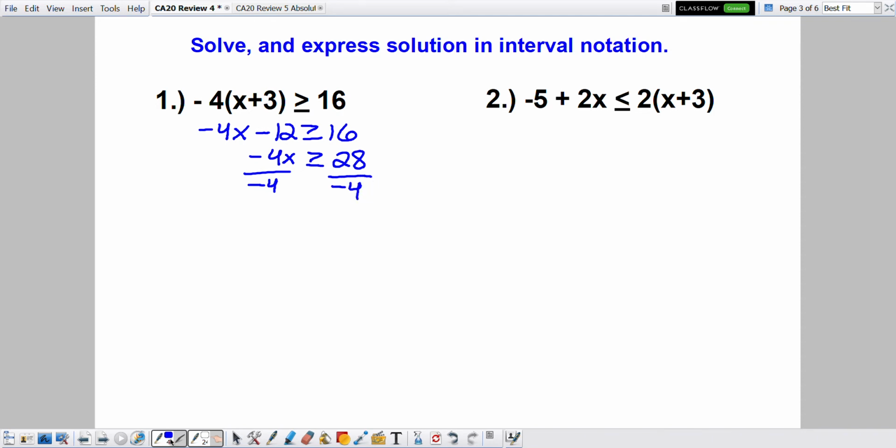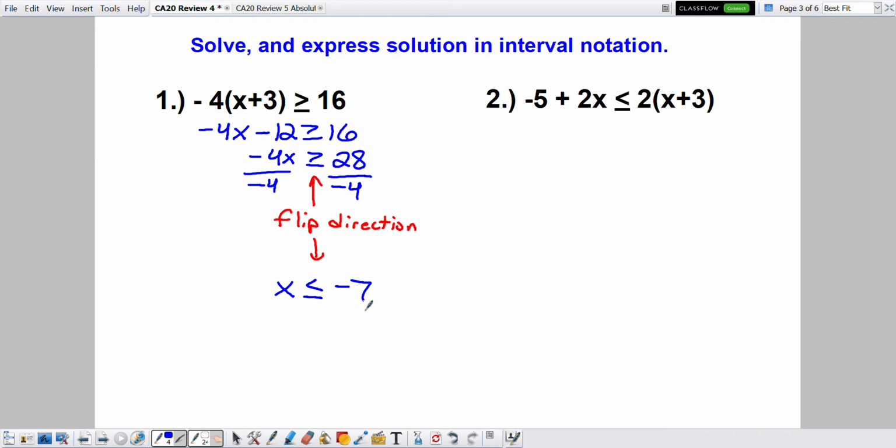Now I need to flip the inequality symbol. So from this symbol to this symbol, we're going to flip its direction. So it's going to be x is less than or equal to negative 7. Okay? Whenever you divide by a negative number, that's what you need to do. Otherwise, we would never do this.